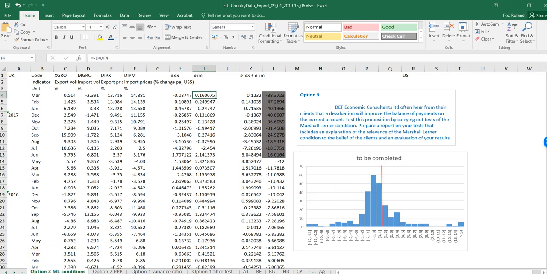Okay, so that's that one, and you then need to write it up and explain it to DEF Economic Consultants Limited. So that completes our option 3.